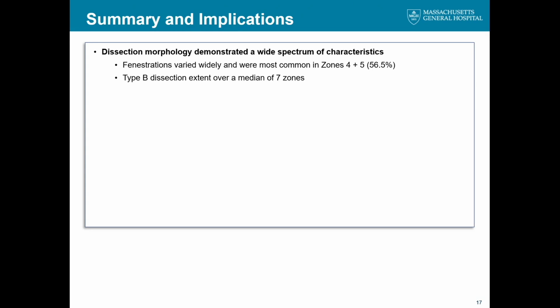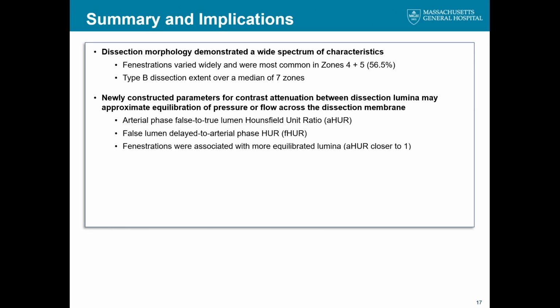So in summary, we found that among our acute type B aortic dissection patients, morphology varied quite widely, with fenestrations common in the thoracic aorta and a median dissection extent of approximately 7 zones, however with significant variability there. And we found that our newly constructed HUR parameters for contrast attenuation between the dissection lumina may serve as surrogates for pressurization of the false lumen.